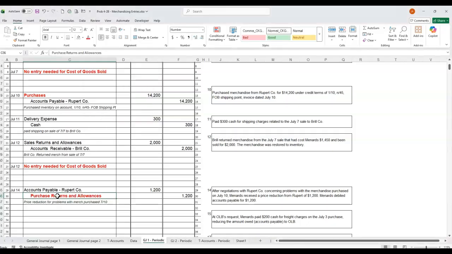Purchase returns and allowances doesn't exist in the perpetual method. In the periodic method, we need this account in order to keep up with all the changes in the purchases we made. So we're going to debit accounts payable Rupert Company.